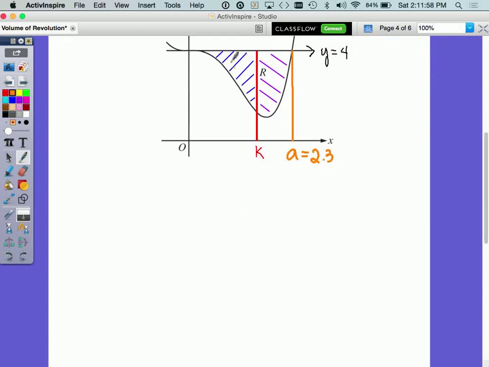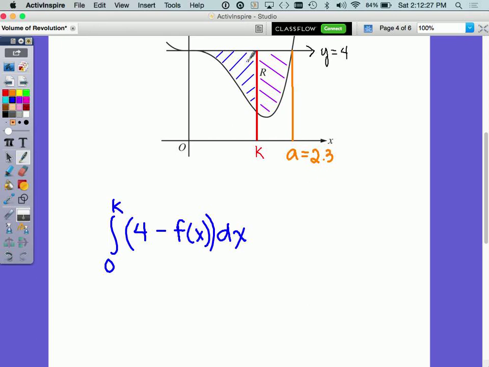The area of this blue shaded region is going to be the integral from left to right, which in this case would be from 0 over to k, of the top function minus the bottom function. The top function is 4. The bottom function is f of x. We're slicing vertically, so this is with respect to x. And this expression that we just wrote down would give us this area.